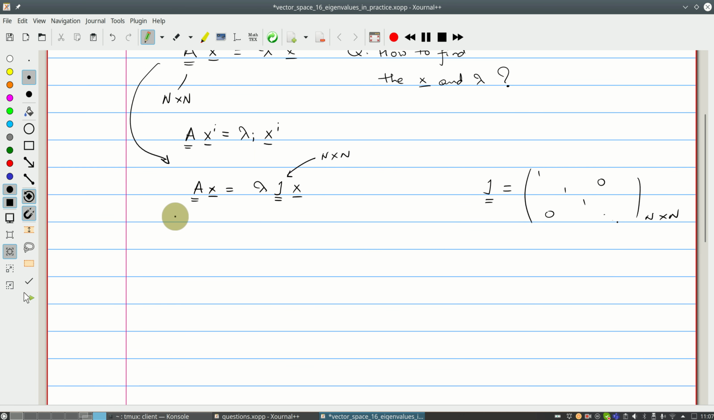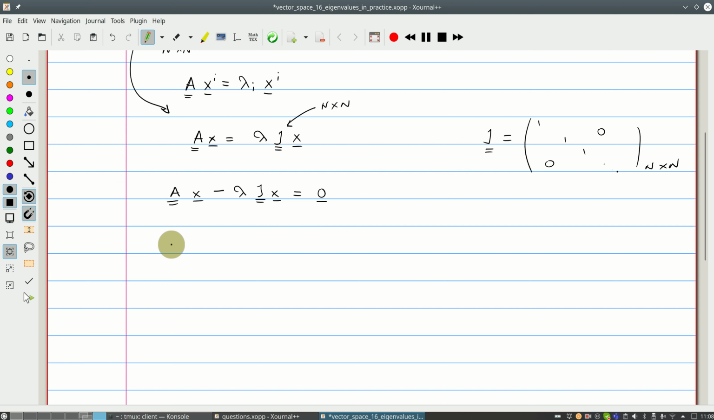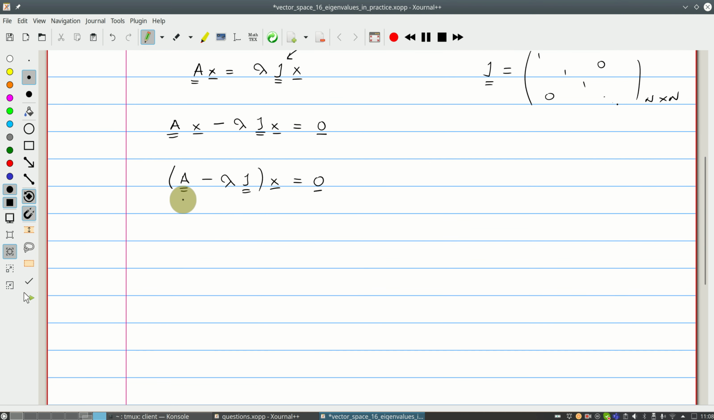Now what we do is bring these two to the same side. So we have Ax minus lambda I x is equal to 0. Now this is not a 0, it's the 0 vector. And now we can write this as A minus lambda I, times x, is equal to the 0 vector. Let's call this matrix B. So our equation now is of the form B multiplies x and gives us the 0 vector.